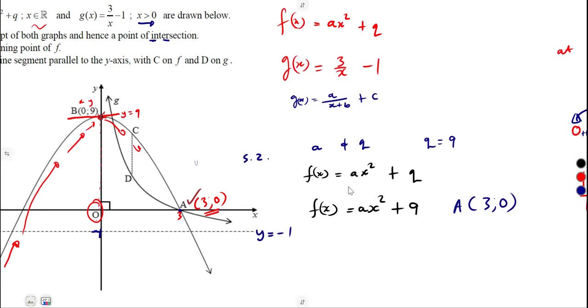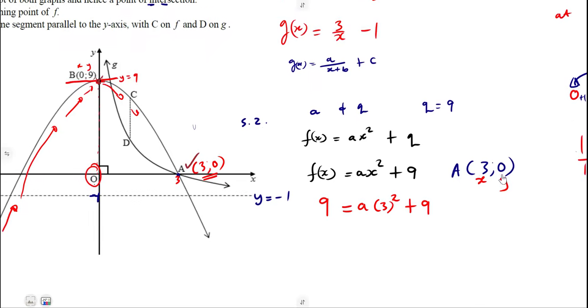Remember, we need the value of A this time. We can substitute this point because it gives us the x and the y value. Y is what? In place of f of x, y is 9. That's 9 is equal to A times our x. Our x is 3, so that's 3 squared plus 9. All right, so let us solve for A.